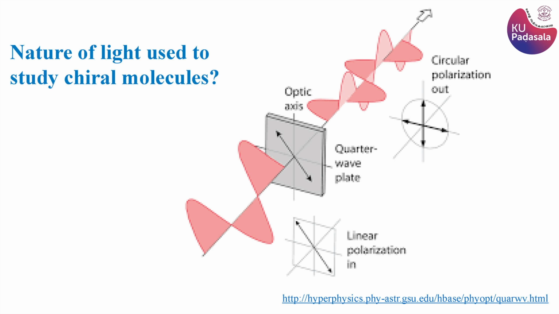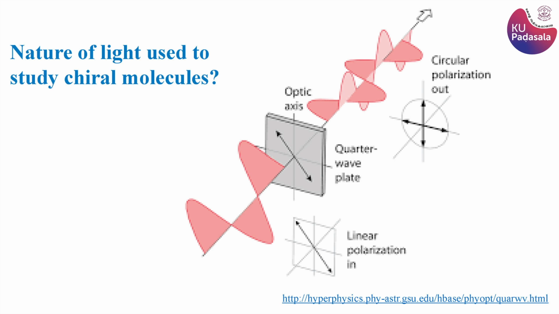This light, again when passed through a quarter wave plate, it starts rotating. So it can either rotate clockwise, then it is the right circularly polarized light, or it can rotate anti-clockwise, then it is the left circularly polarized light. So the emerging light is a circularly polarized light.